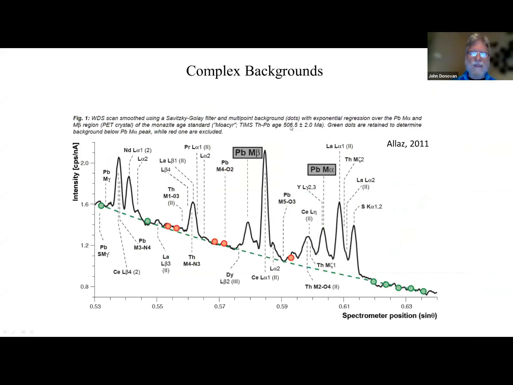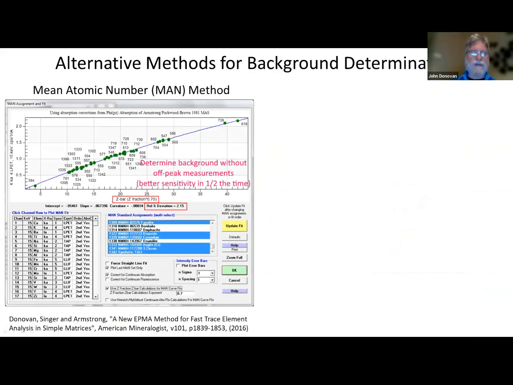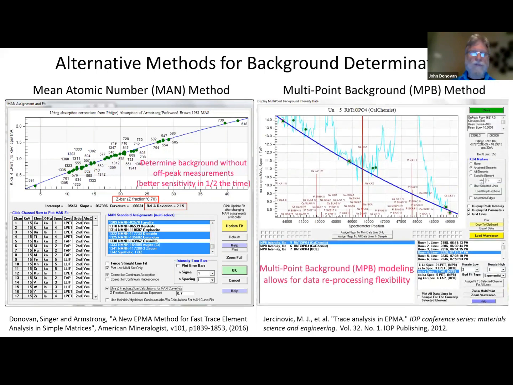It's been a while. Complex backgrounds. We can do other things. We can do mean atomic number where we don't even measure the off-peak backgrounds. We model it based on Kramers' law. It works great down to about 200 ppm. We can also, for super sensitive measurements, do the multi-point background where we actually measure multiple off-peak backgrounds, and we can fit that iteratively to nonlinear models. And it works. There's a paper by Mike Trasinovic and others that was published that you can read about.